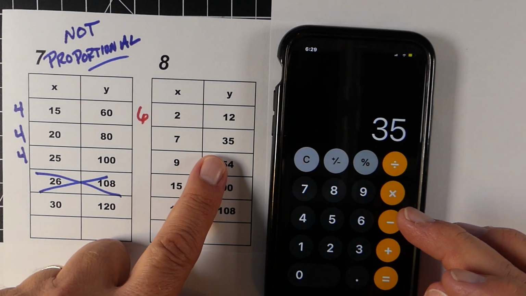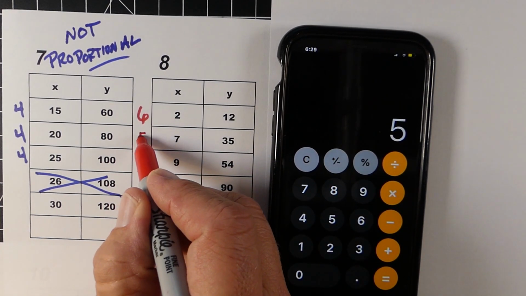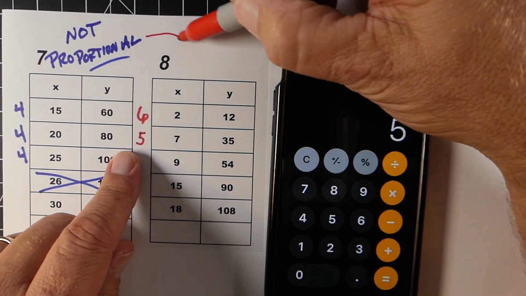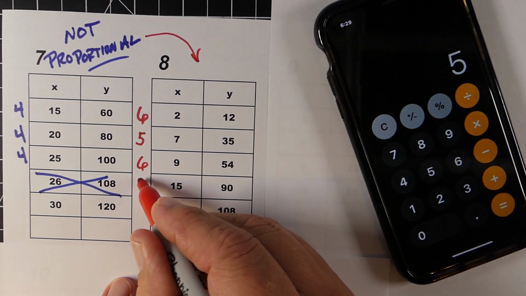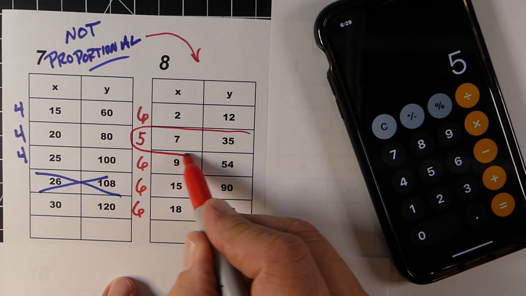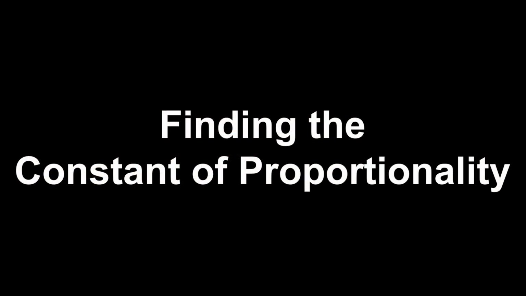Now, we'll look at another table that is also not proportional. We start off with 12 divided by 2, it's 6. But 35 divided by 7 is 5. So already we know they're not proportional. Now, if you look at the rest of this table, if we continue to divide y by x, the rest of the way we're getting 6s. It doesn't matter if you get 6 1,000 times. If just one time you don't get the same number, it's not proportional.